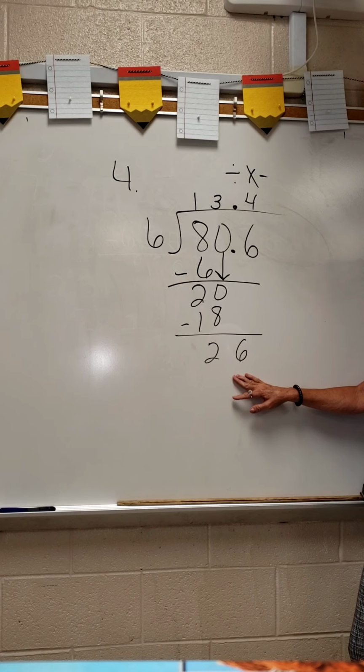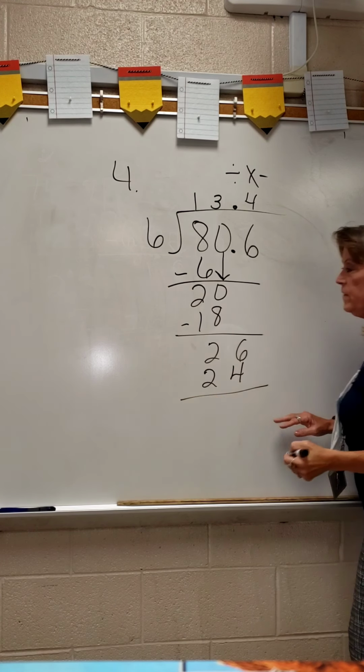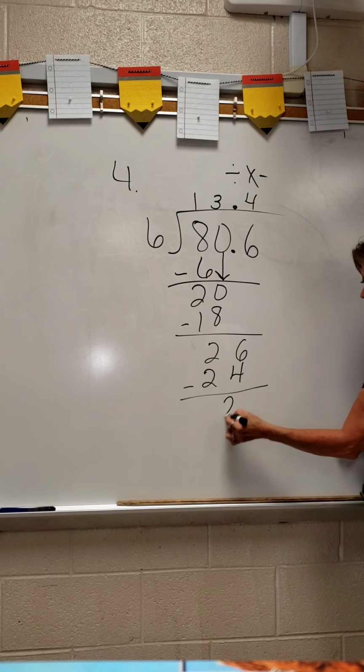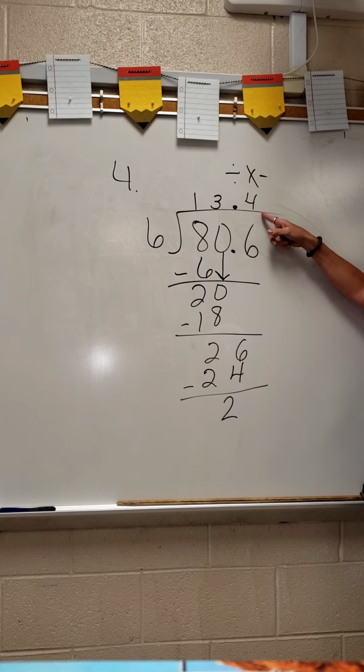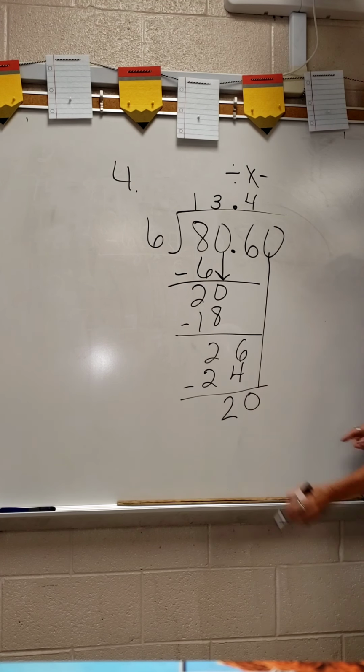6 times 4 is 24. See how easier this is if you know your multiplication facts. Woohoo! Okay, subtract and I get 2. Do I have 3 decimal places, 3 digits yet? No. And I still have a remainder, so I gotta keep going, okay?